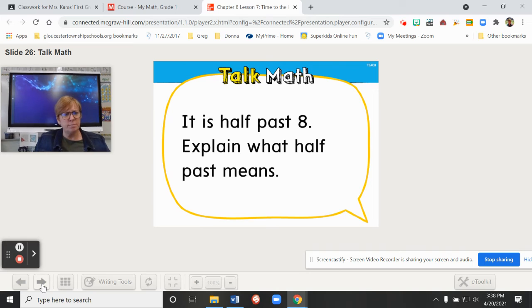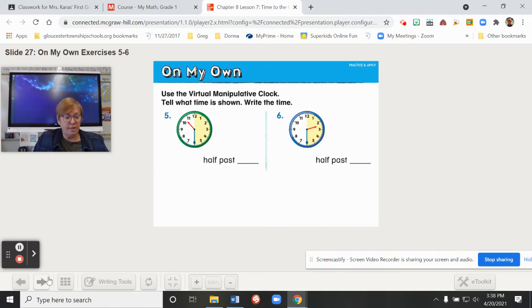Explain what 8:30 means. What happens when it's 8:30? That's right, the minute hand has gone around halfway and 30 minutes has gone past, or has gone halfway around the clock. Okay, so boys and girls, up until number 12, they would like you to write the time that is shown. So pause, come back and check.